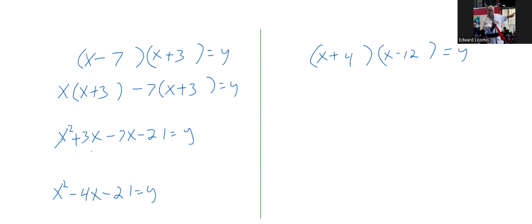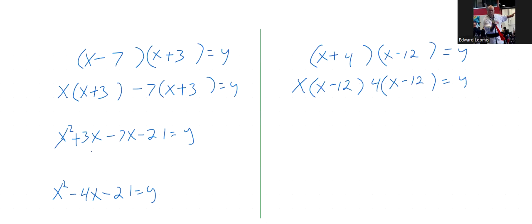I'm going to look at my second problem. (x + 4)(x - 12) = y. All I have to do is take my first parenthesis and break it apart, and put my second parenthesis with both of those. The second parenthesis is x negative 12, x negative 12. That whole thing is still equal to y.